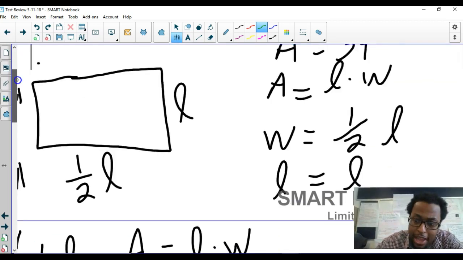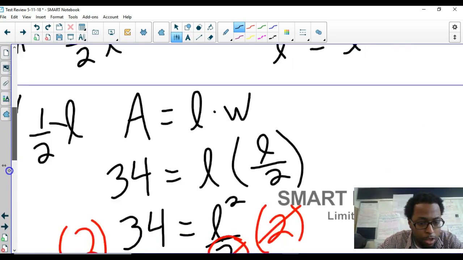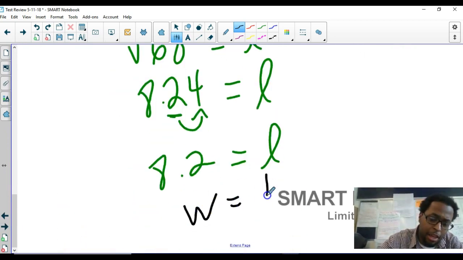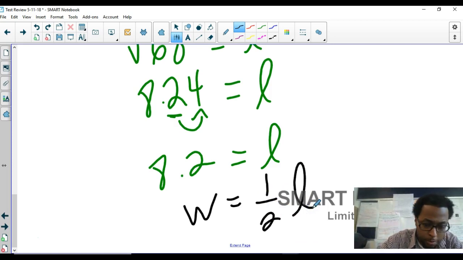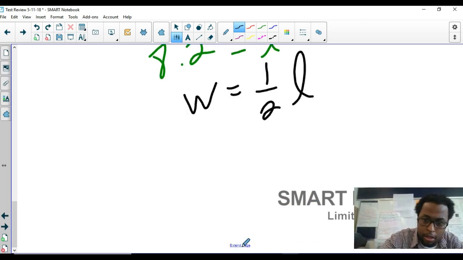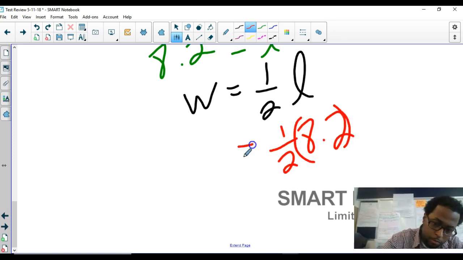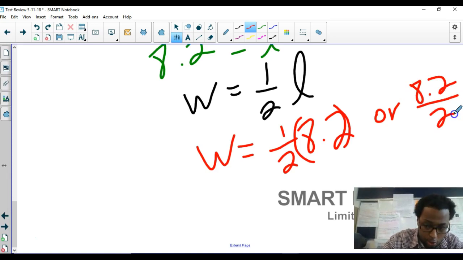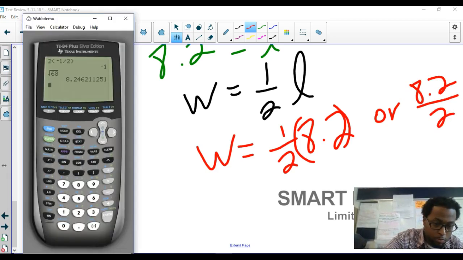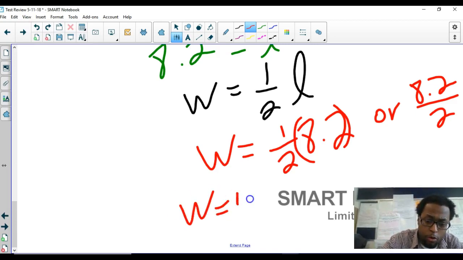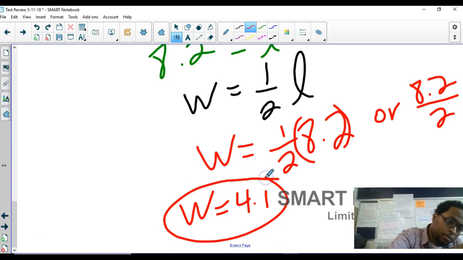And remember, the formula for the width is half of the length. Okay, we talked about it. It's half the length. So if the width is half the length, and my length is 8.2, I'm going to simply replace the L with 8.2. Half of 8.2, or 8.2 divided by 2, is 4.1. So the width is 4.1. Okay.